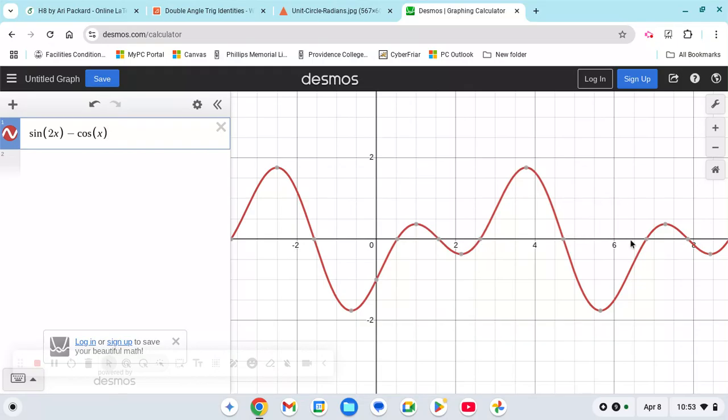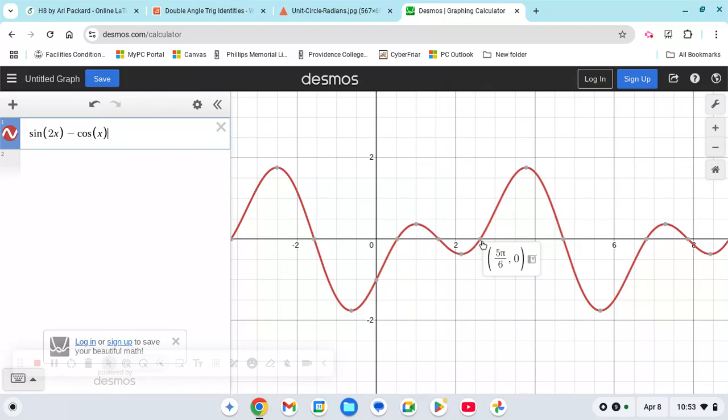And you can tell from typing into Desmos that this function crosses the x-axis 4 times. In fact, there are 4 values when the sine of 2x minus cosine x actually equals 0. Let's look at them. Right here, pi over 6. Well, that was part of our case 1. Right here, pi over 2. We discussed that with case 2. That's an example of 0 equals 0 because the cosine of x and the sine of 2x are both 0.